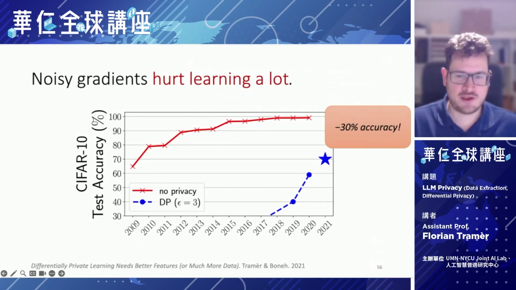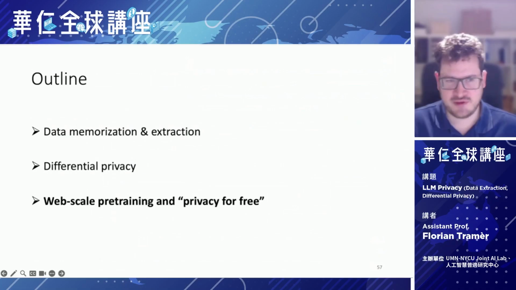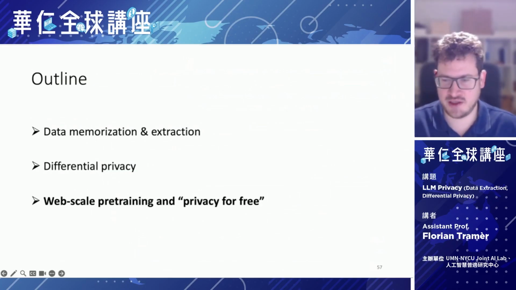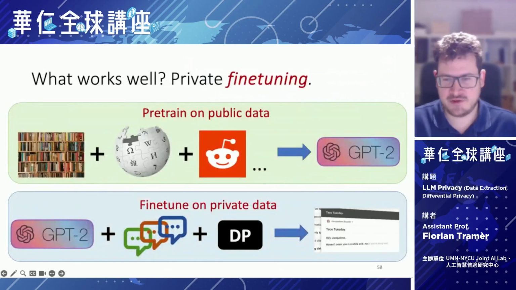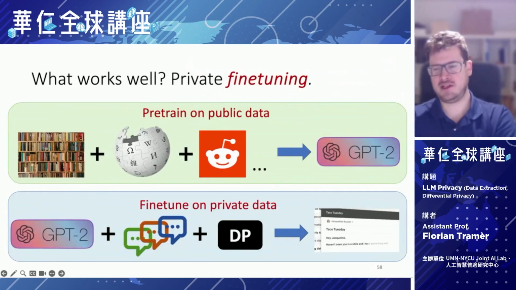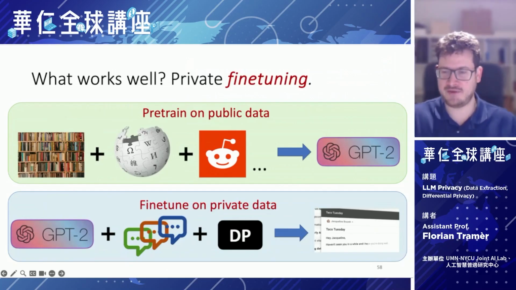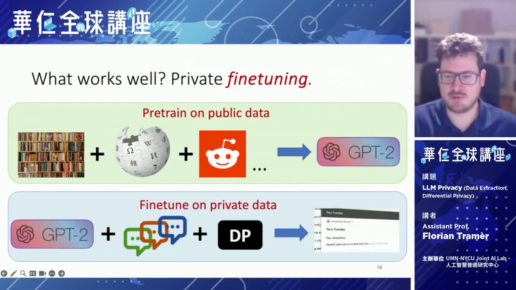So this brings me to the last topic I wanted to discuss, which is essentially combining differentially private training with this large web-scale pre-training paradigm. And the idea here, which has gotten quite popular, is to cheat a little bit and say, well, we have these models that are being pre-trained on lots and lots of data from the internet, on data that is publicly available. So we have these very, very good models already trained on public data.